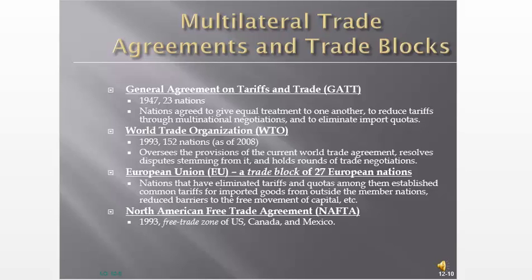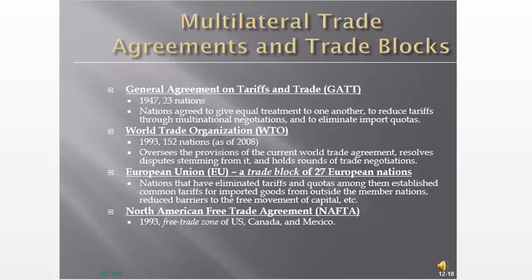In more recent times, the WTO, or World Trade Organization, was formed in 1993. It included 152 nations as of 2008. The WTO oversees the provisions of the current World Trade Agreement, resolves disputes that stem from it, and holds rounds of trade negotiations. The WTO attempts to make trade easier within its member nations.